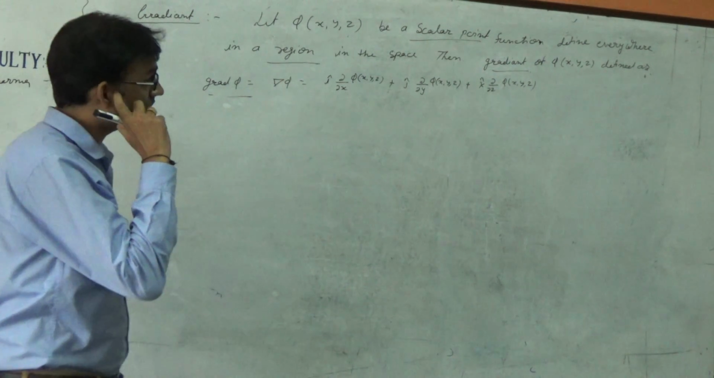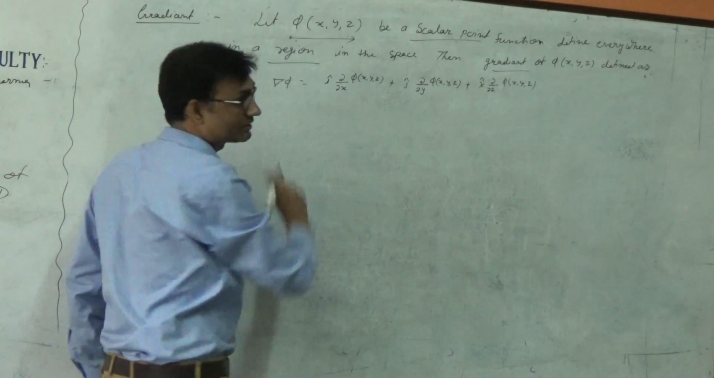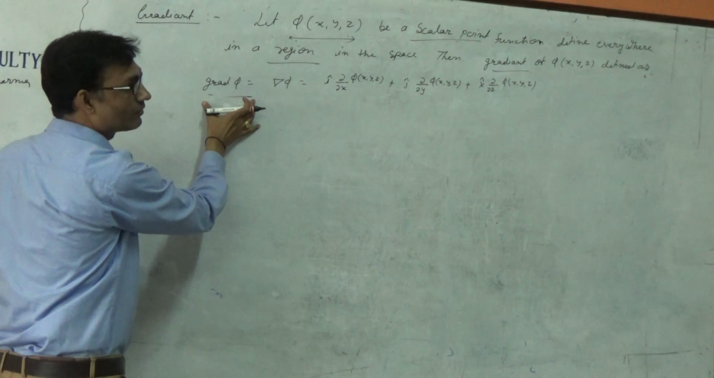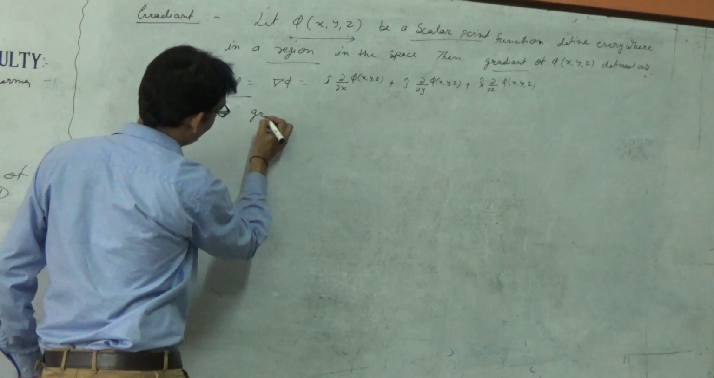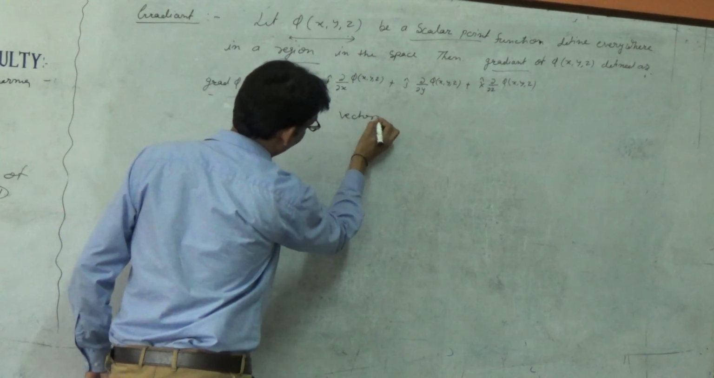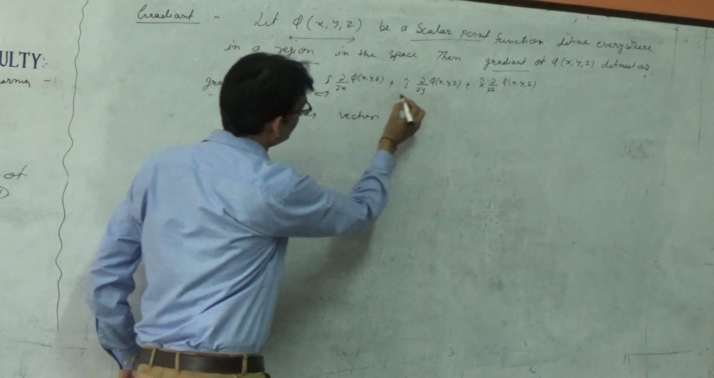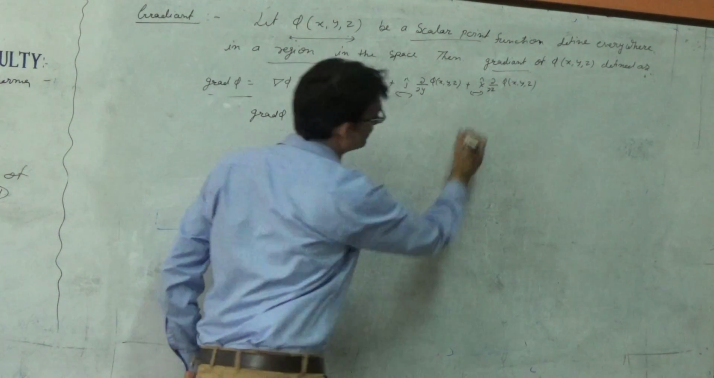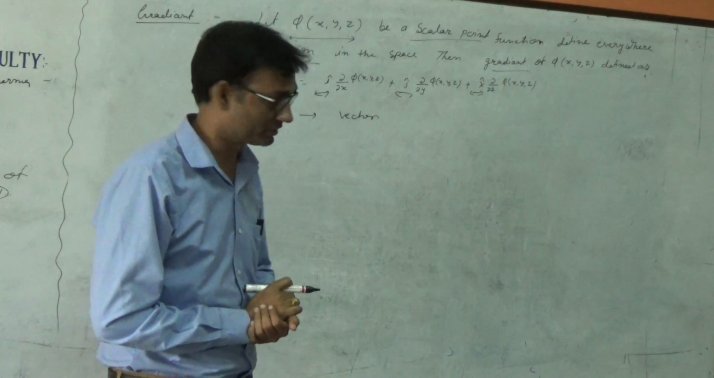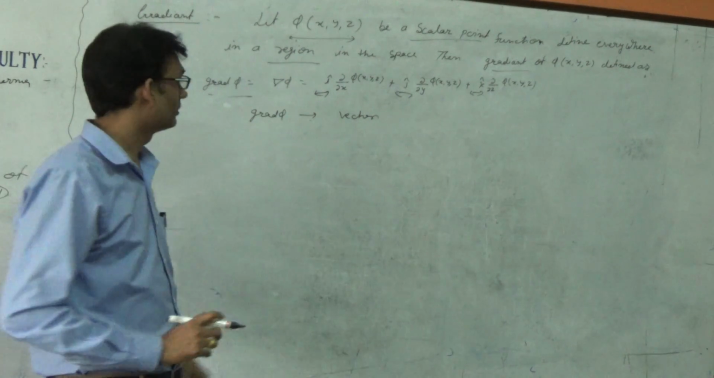What is the purpose of gradient? Here we define phi as a scalar function, but the gradient of phi becomes a vector, because there are i, j, k. This shows the direction of a function. Now we continue with an example.